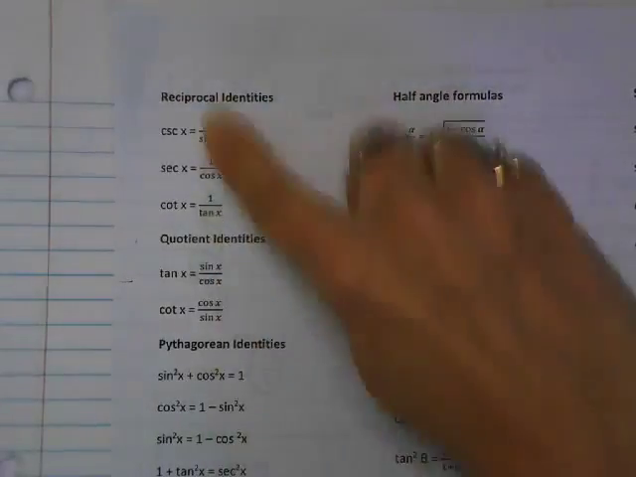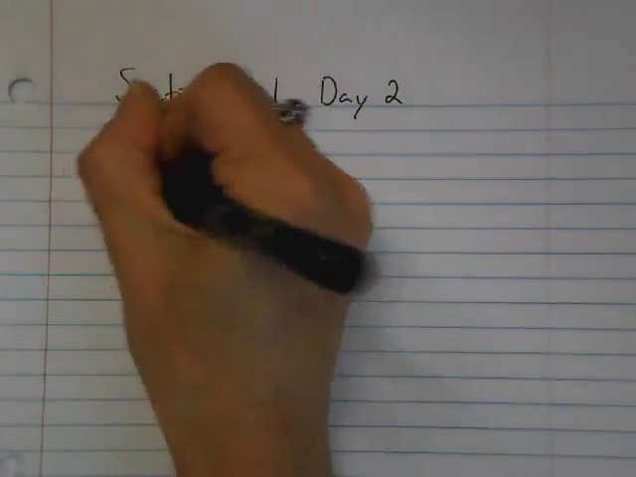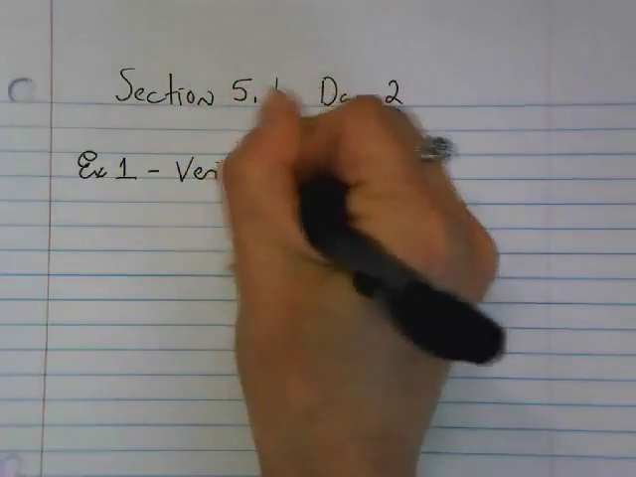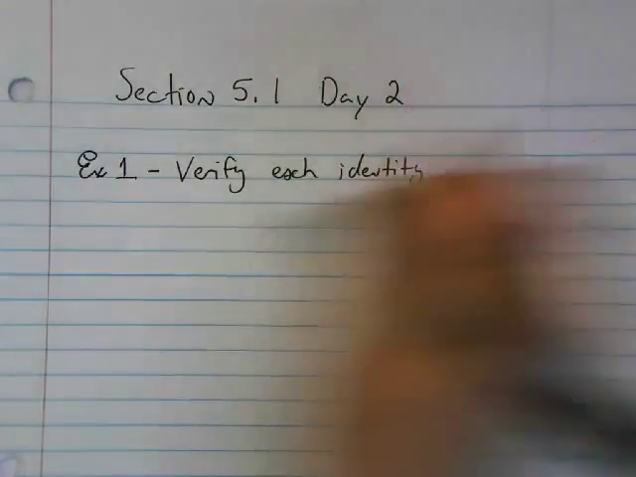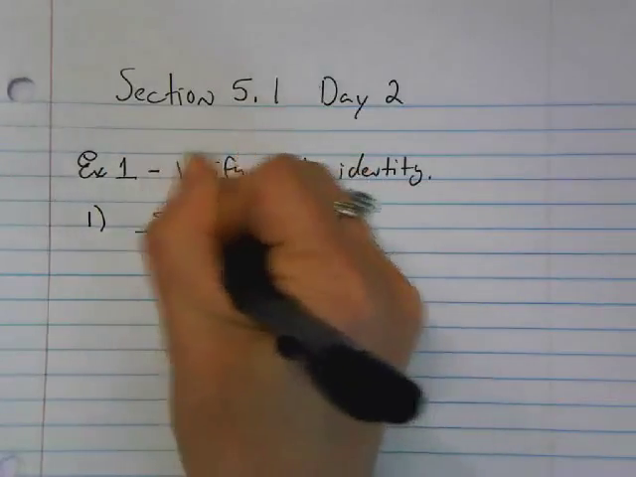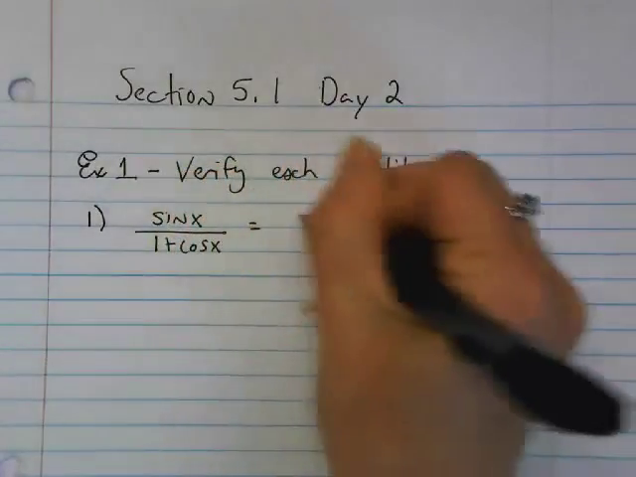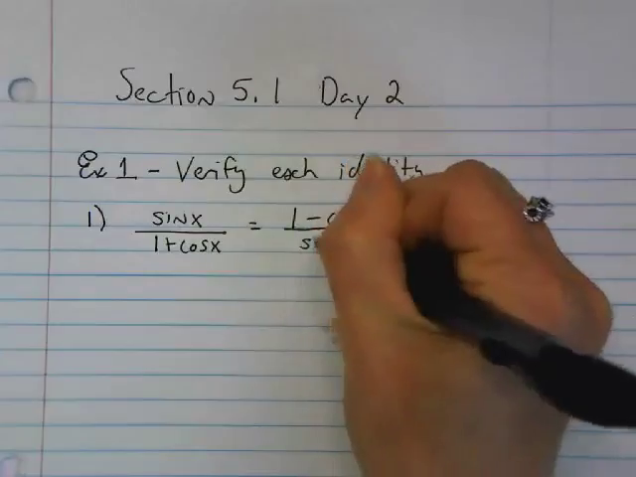Okay, again, we are dealing with the first 3 parts of that first column. So keep your sheet handy. Let's get ready. We've got 4 proofs to do today. Example 1. Verify each identity. Sine x over 1 plus cosine x equals 1 minus cosine x over sine x.